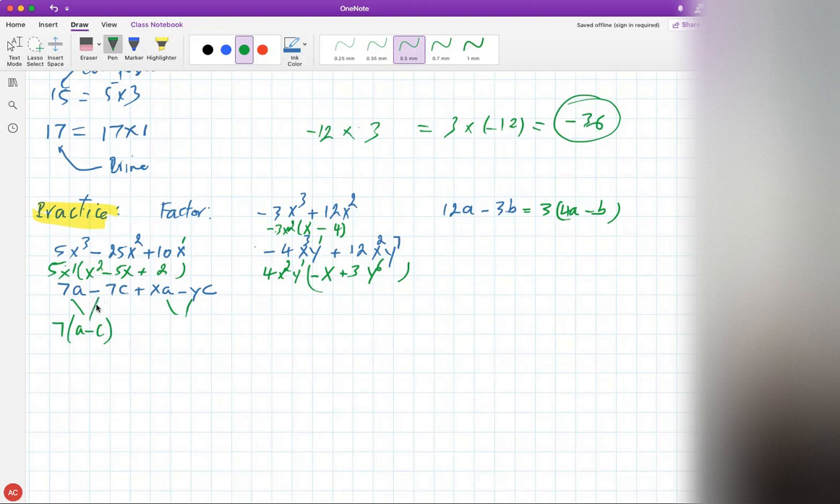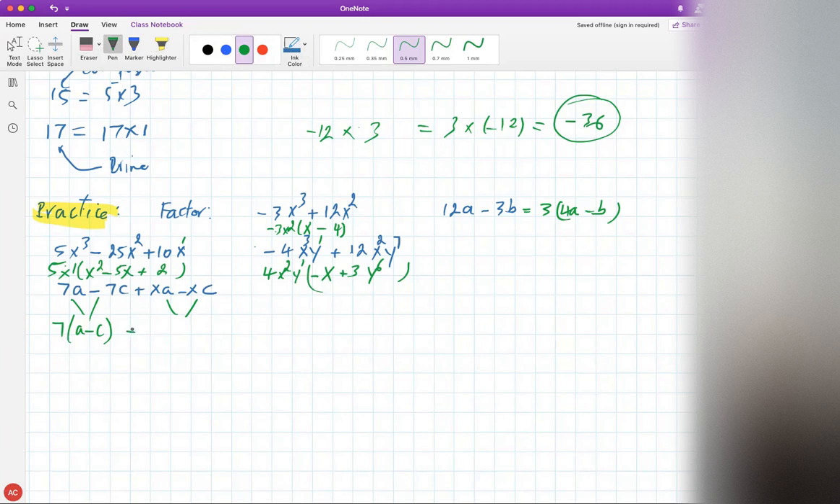That was my mistake. There's no common factor here, so these would stay the same. But what I meant to write was X here. So this is what I meant to write in the original problem. So now these two can factor together, and these two also can factor.